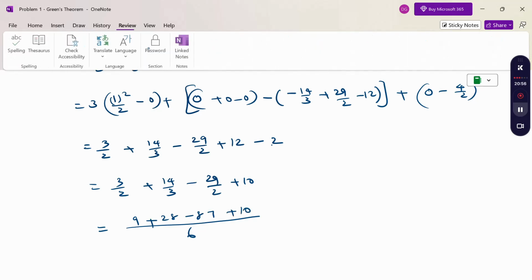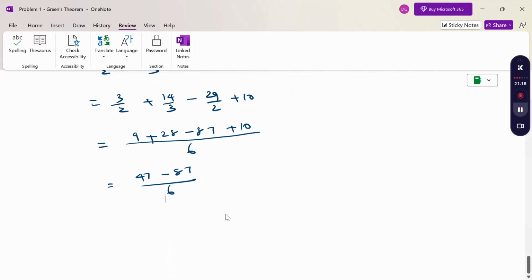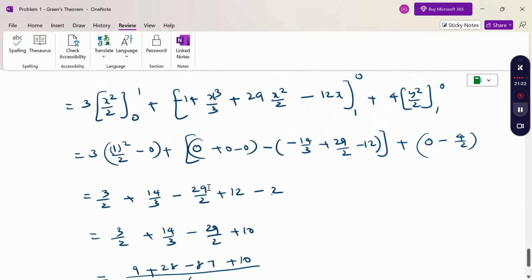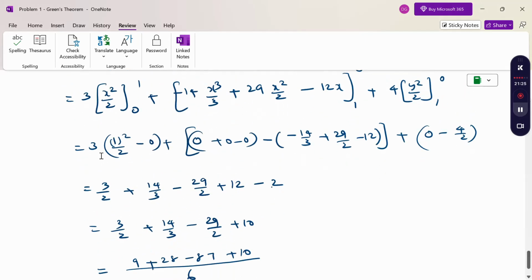Therefore the term is 28, 38, 47 minus 87 by 6. So this is a value, but I missed a minus and plus. So the first term is 3 by 2, then the next term is 14 by 3 minus 29 by 2 plus 12.